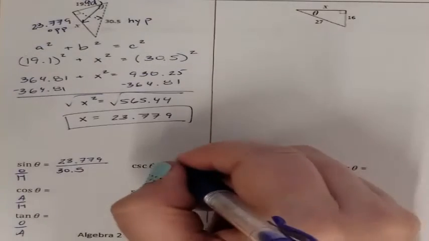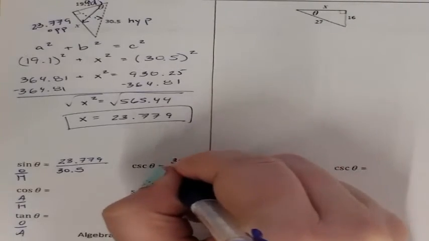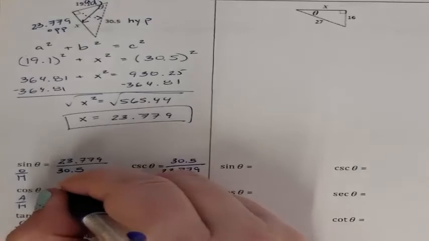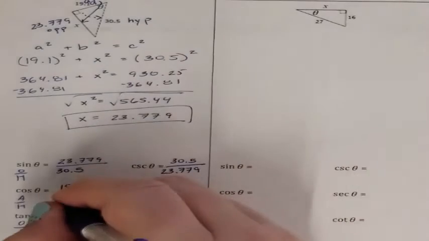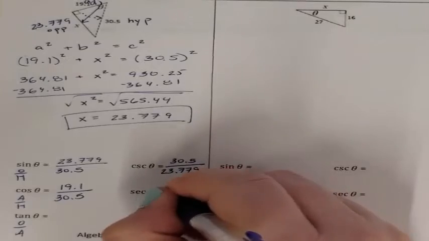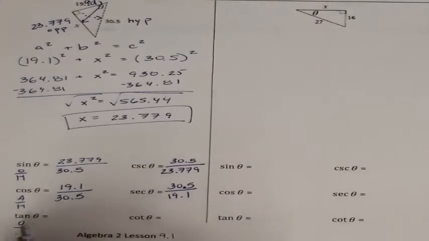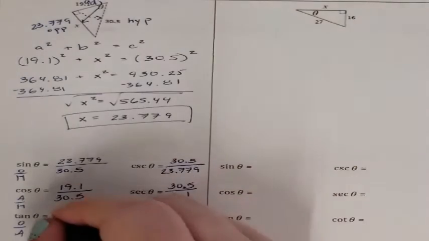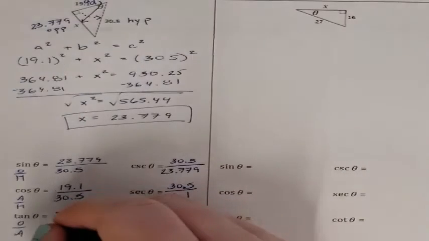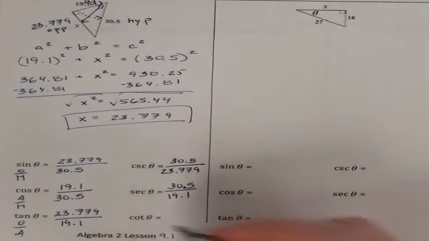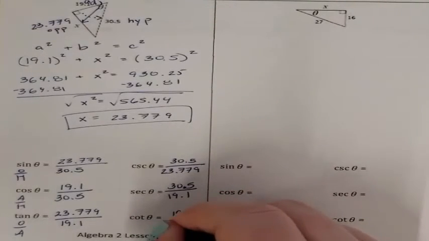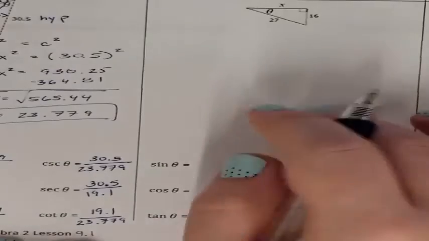If this is sine, that means cosecant is the reciprocal. Cosine of theta, I need my adjacent. My adjacent is 19.1 over my hypotenuse, which is 30.5. So the reciprocal is my secant. There's a decimal there. Tangent is opposite. My opposite is 23.779 all over my adjacent, which is 19.1. My cotangent is the reciprocal. That's 19.1 all over 23.779. Let's go ahead and do the next one.